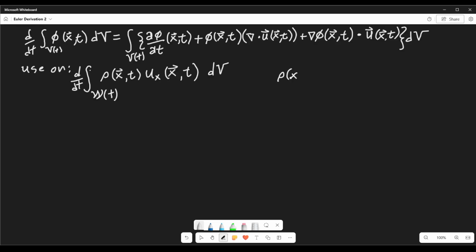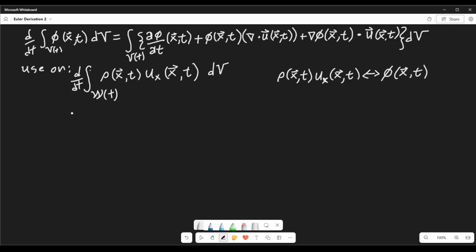rho as a function of space and time times the component of velocity as a function of space and time is basically just a scalar field. So this is just a scalar field that is a function of space and time. So the basic concept is simply to replace the scalar field with these two functions. So doing that leads to the following.